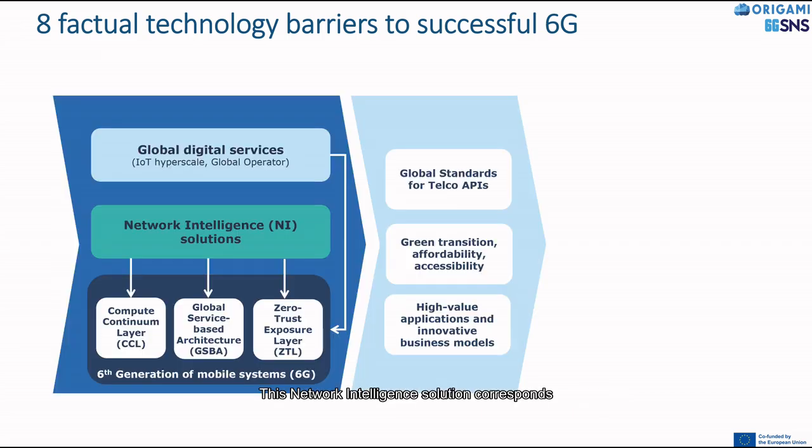This network intelligence solution corresponds to Origami's compute continuum layer, an innovative architectural component for 6G systems, envisioned to optimize network operations according to characteristics of the underlying infrastructure.